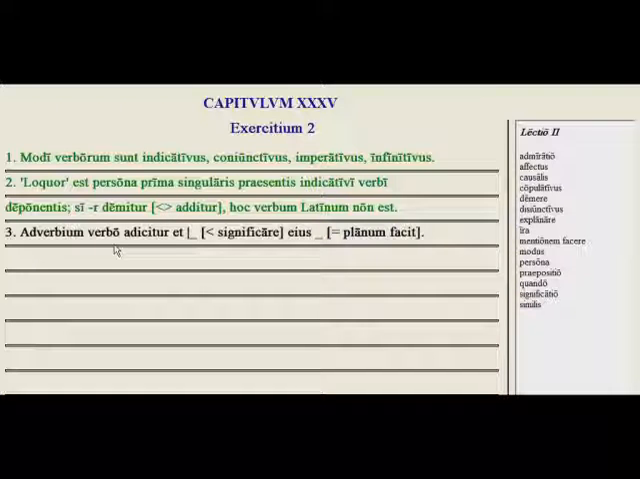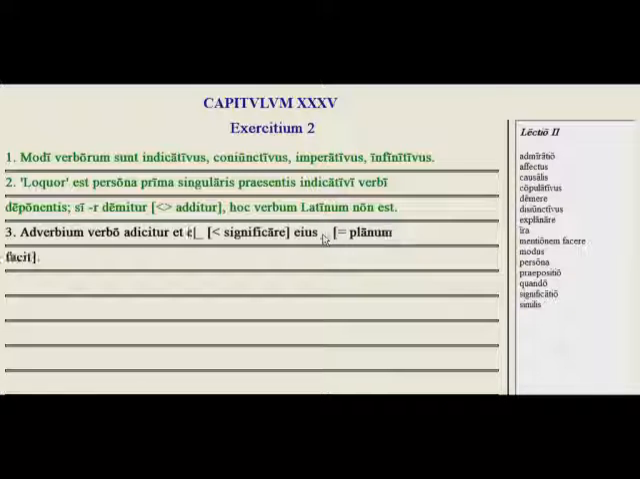Adverbium verbo addicitur et blank designificare, eius blank est planum facit. So an adverb is added to a verb, and we want our verb here, which is planum facit. It makes it plain, which is to explain. It explains it, or makes it plain, which is, I'm in the wrong blank.